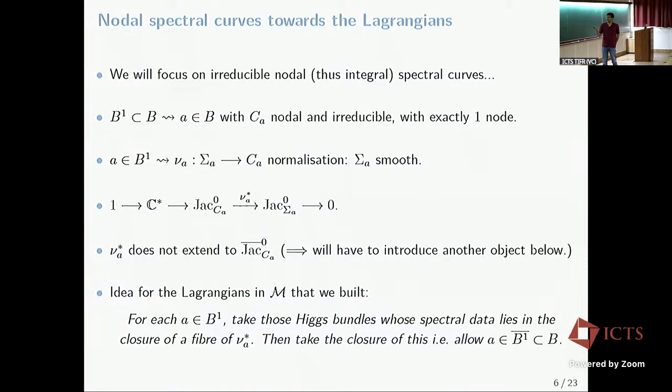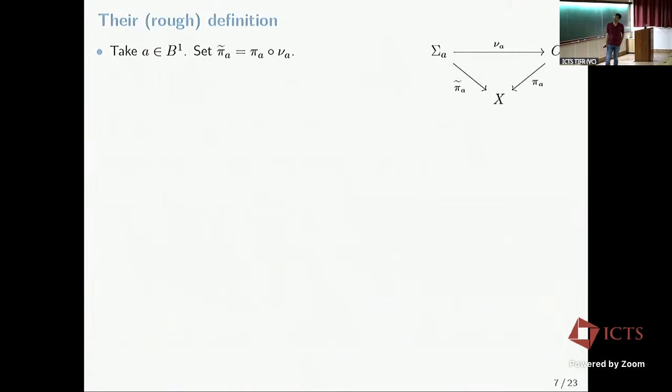Okay, so now let's go more into this and explain better. So take, again, another A in this B1. So we have this picture, the normalization. This is the projection of the spectral curve. And so I take a corresponding projection of the normalization into the base curve by just taking the composition.